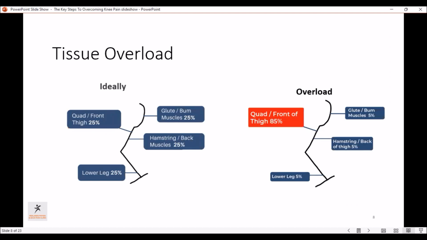If you look at this diagram on the left, it's just a stickman diagram of a leg, and it's a rough guideline of what ideally should happen when you're walking or running, when your foot hits the floor, or when you're bending down to pick something up. The lower part of the leg, from the ankle or foot up to the knee, so your calf muscles and shin muscles, want to take about 25% of the workload. Your hamstrings at the back of the leg do 25%. The quads at the front do 25%, and then the glutes and the bum muscles do 25%. So that makes up 100. Everything is nice and happy.